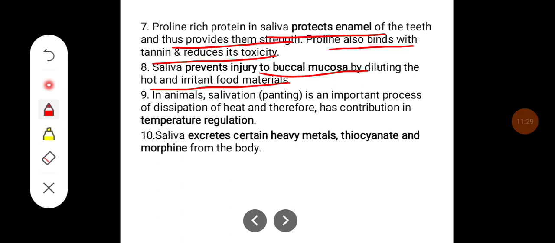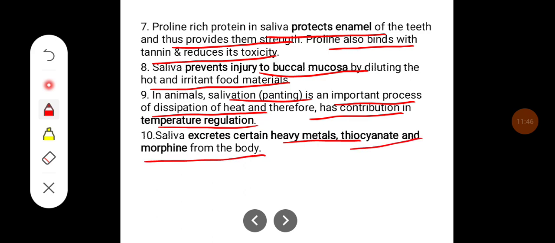In animals, salivation, that is panting, is an important process of dissipation of heat and therefore contributes to temperature regulation. Saliva excretes certain heavy metals, thiocyanates, and morphine from the body.